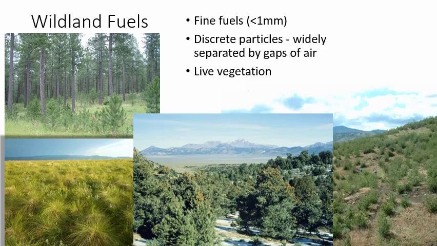In wildland fuels, we have fine fuels, primarily leaves and needles and twigs and grasses, fine material, a millimeter or so in diameter, maybe a little bigger. They're discrete particles, right, separated by gaps of air. Simple statement, but very profound for fire behavior. These gaps of air mean that somehow the heat has to go from what's burning across the gap to receptive fuel to ignite it, and it has to do it at a rate that's sustainable for the fire.